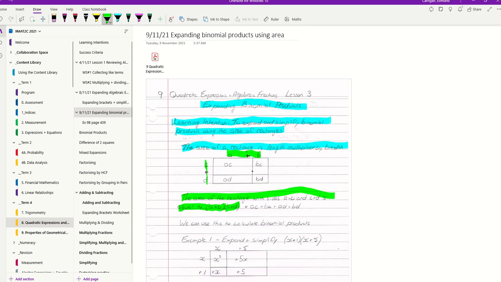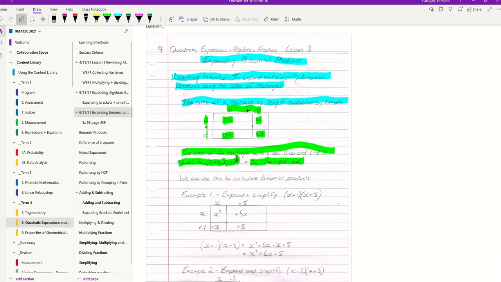Now if we look at what we've got up there, we can see that the overall rectangle is equal to the sum of all those little rectangles inside it. So this rectangle here is A times C. This rectangle in here is B times C. This rectangle down here is AD. And this rectangle over here is BD, B times D. We add them together. So that tells us that A plus B times C plus D is equal to AC plus BC plus AD plus BD. Okay, so that is our area of rectangle method.